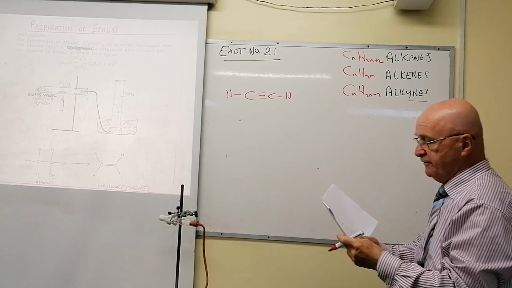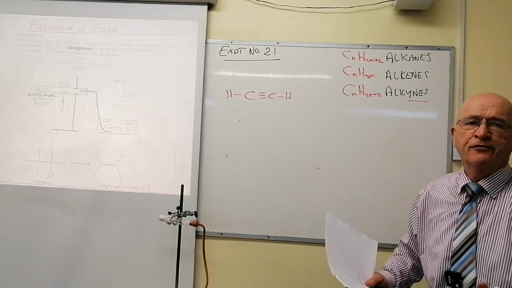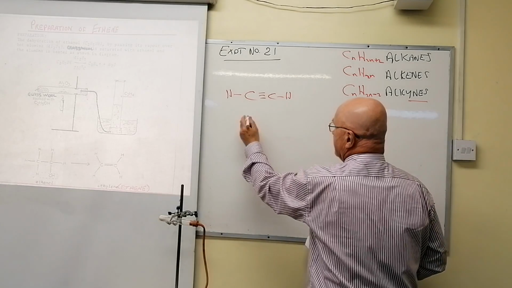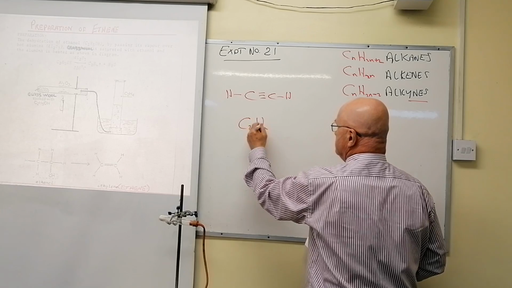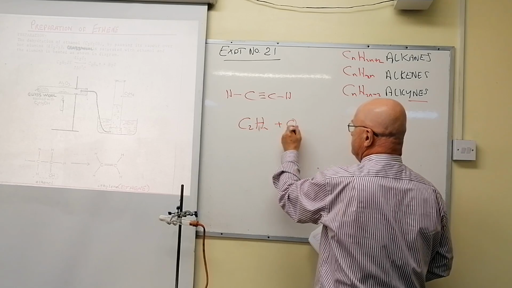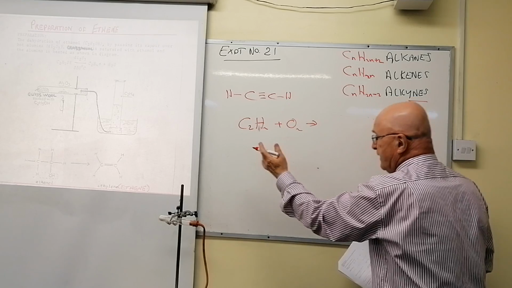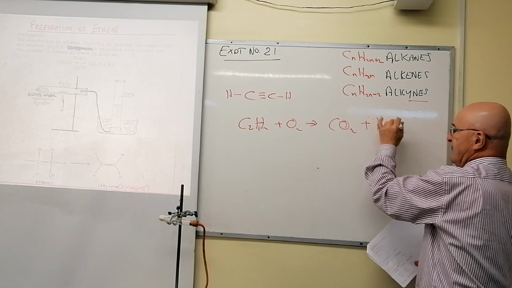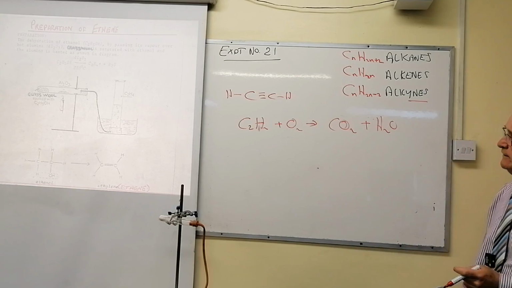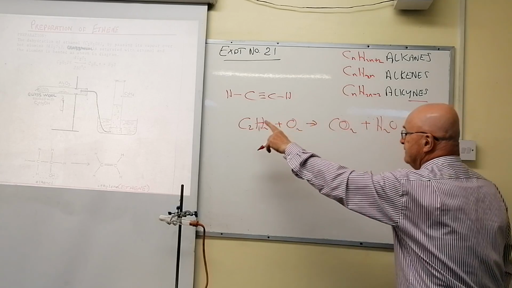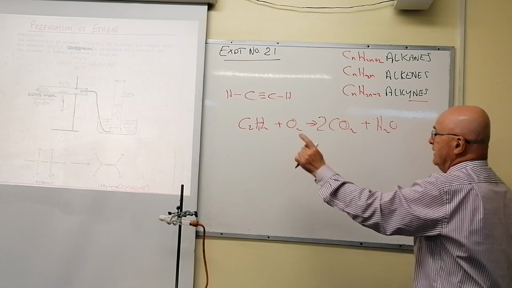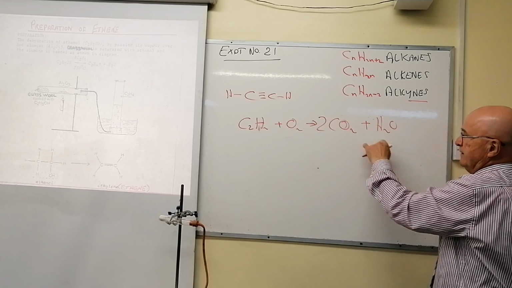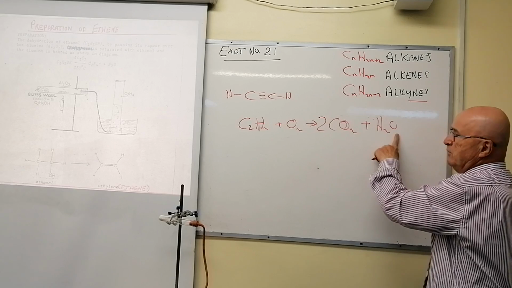Ethyne is representative of the series, and you're asked to write an equation for the combustion of ethyne. Easy. C2H2 plus O2 will always give you, for all organic compounds, carbon dioxide and water, and balance that by inspection. Are you all right that you can do that? Start with the carbons, 2 there. Hydrogens are next, they're balanced already, and oxygens are last. 2 2s are 4 and 1 is 5.